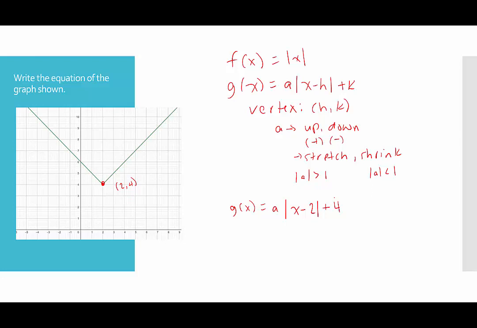If you recognize absolute value functions, you might recognize that a equals 1, but let's say you didn't know that. What you would want to do is pick any other point on the graph besides the vertex. So we could go all the way up here if we wanted to. And we're going to use this point. This is 6, 8. And what we do is we plug in 6 for x and 8 for g of x, and then we clean this up and we get a by itself, and that's going to tell us the value of a.